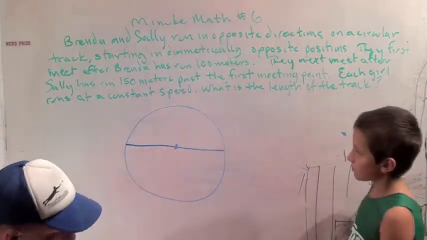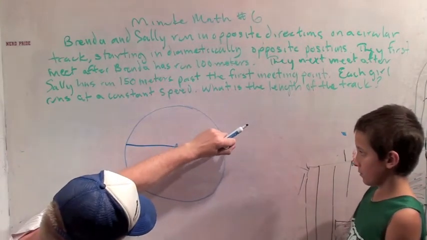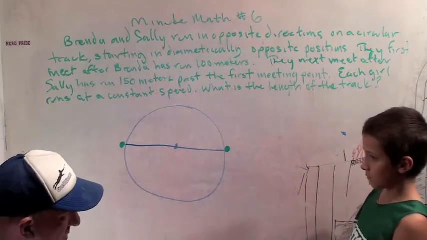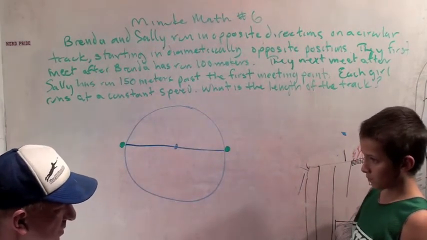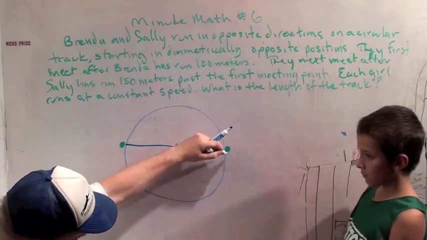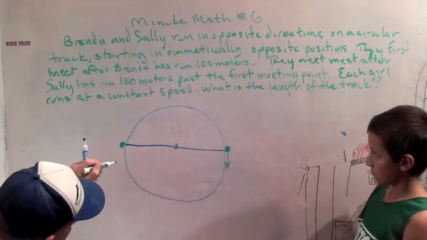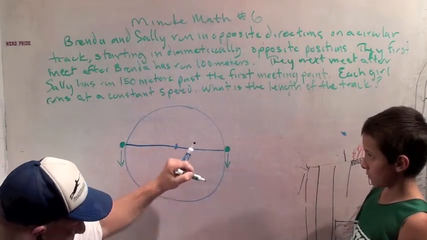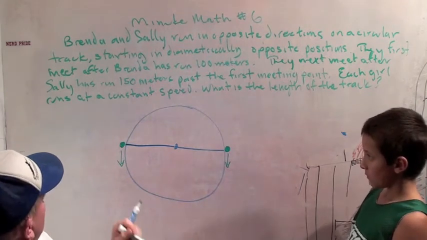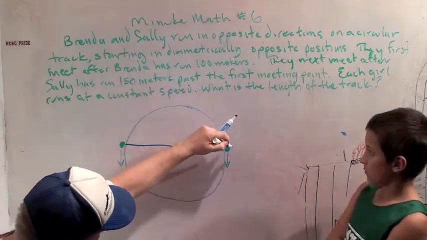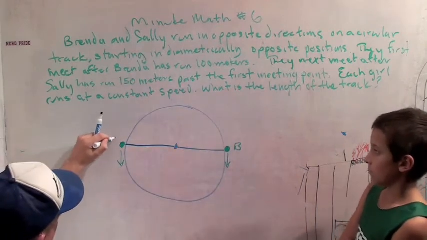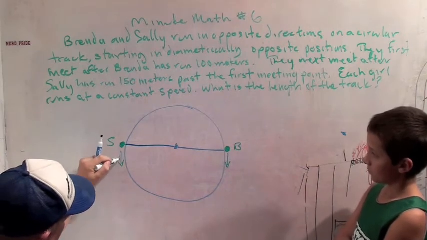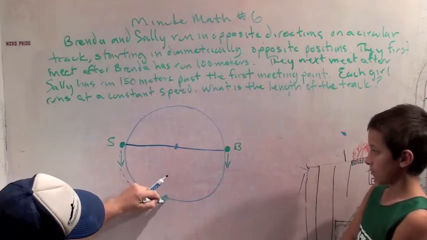It means one of them starts here, let me draw them in a different color, and one of them is on the other side of a diameter, exactly on the other side of the circle. That's what diametrically opposite means, and it says they run in opposite directions. So this one starts running this way, going around this way, and the other starts running the other way. They first meet after Brenda has run 100 meters. So let's call this one Brenda, and this one Sally.